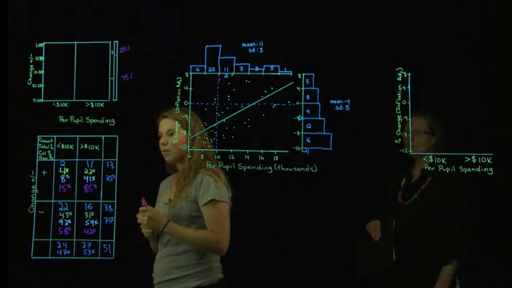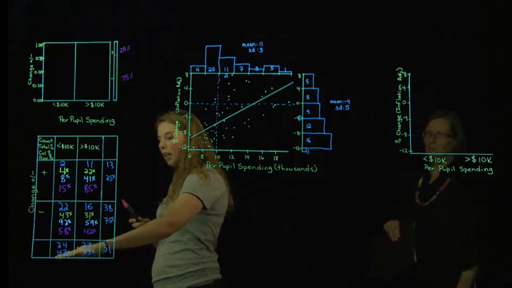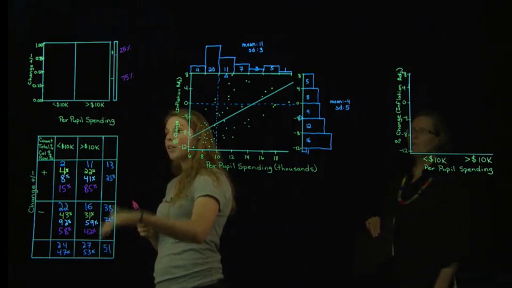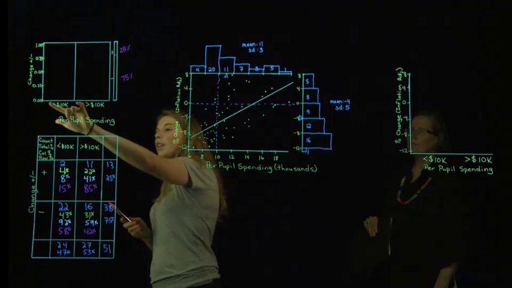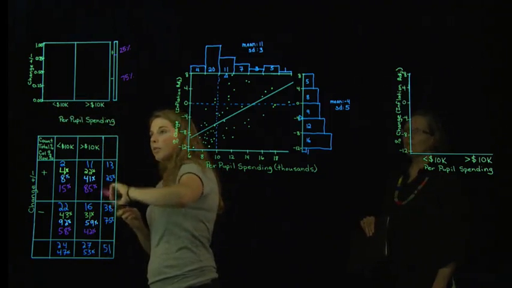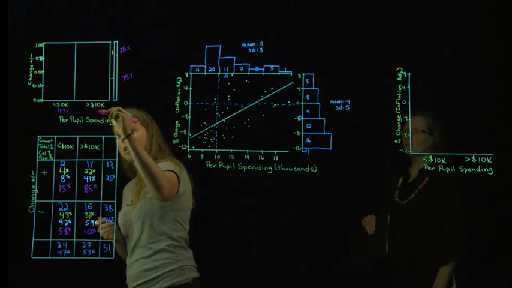So if we move over here, this is divided into 2 categories, less than $10,000 and greater than $10,000 spent. So we can look down here, and that tells us that 47% of states spent less than $10,000 and 53% of states spent greater than $10,000. And these widths right here represent 53% and 47%. So we can go ahead and fill that in.